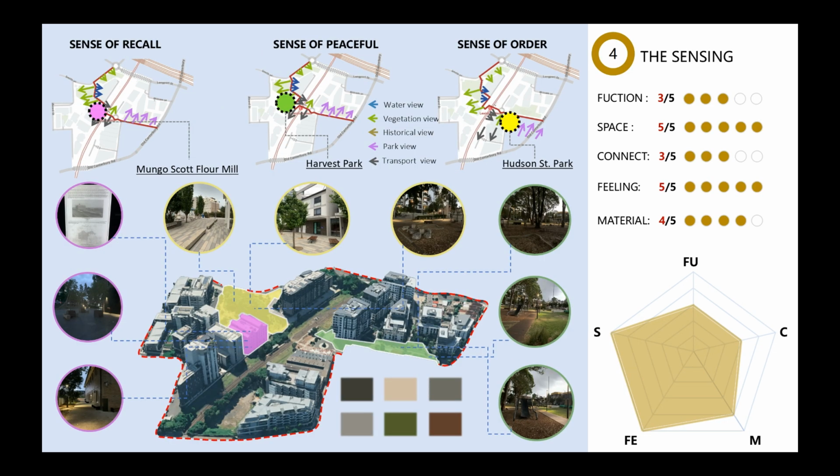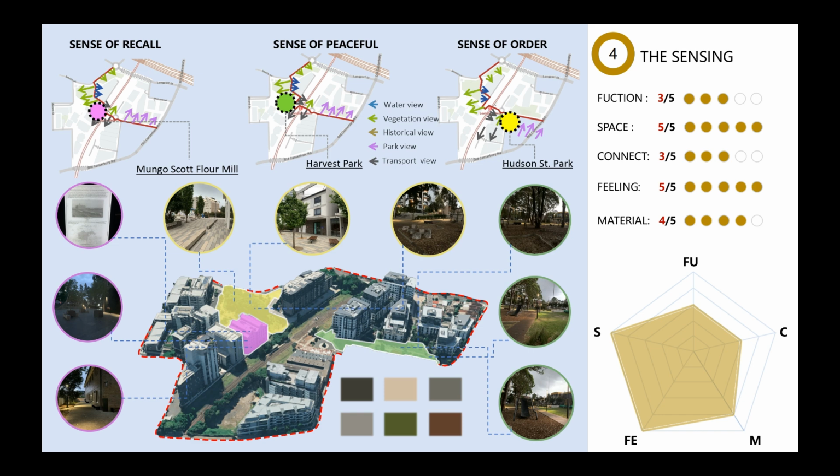Chapter 4, the Sensing. Chapter 4 focuses on evaluating the sense of place and will concentrate on 3 landmarks. For the Mango Flour Mill, the entry pass is lit at some angle to express a kind of seriousness. For Harvest Park, it adopts a dark red color scheme comparable with the flour mill nearby, and providing a bouncing effect together with warm lighting, it creates a peaceful atmosphere.